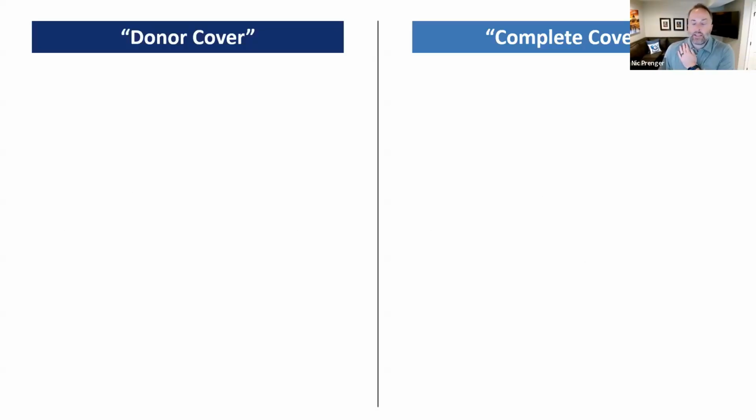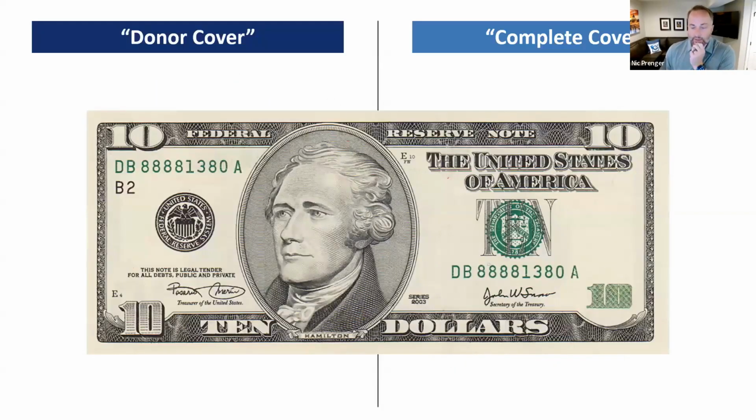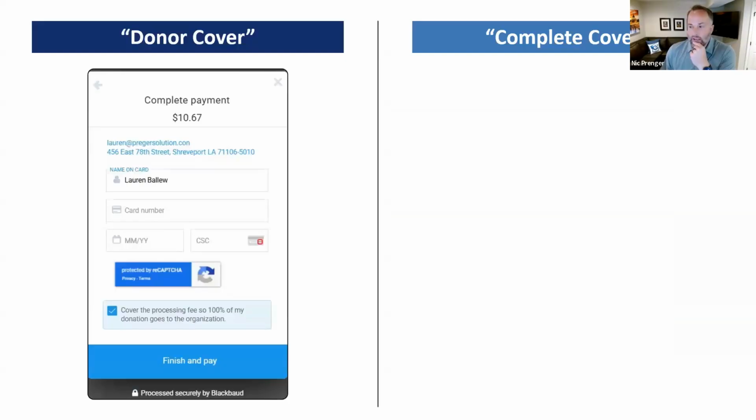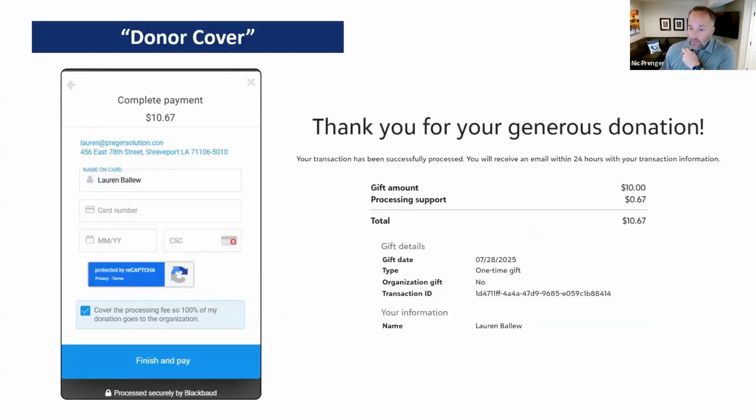Okay. So let's do it with real numbers here. And remember, when you have questions, I know because it's been lighting up now, people, this is a hot topic. Hit it in the Q&A button. So Lauren gets out a crisp $10 bill from her digital wallet and makes a gift. Okay. This is what it looks like. So donor cover, it's going to look like that on the left. And we'll go in detail here. Complete cover is on the right. We'll talk about the language here. So donor cover, your $10 gift becomes $10.67.